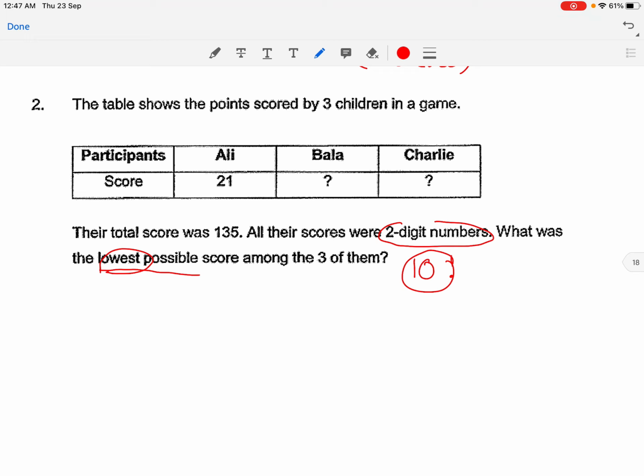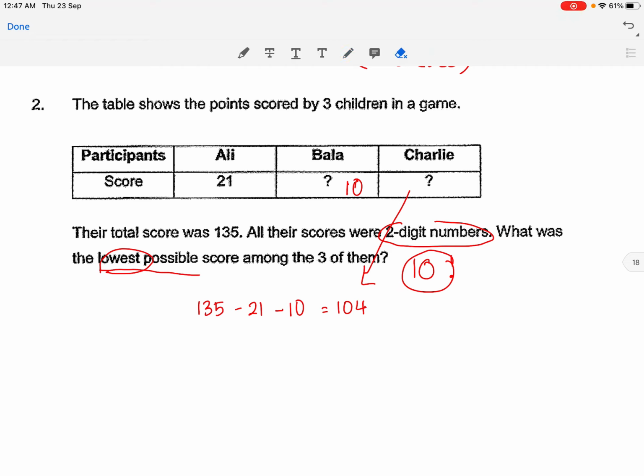Just want you to take note. If I put 10 here, does it make sense or not? Maybe you will have 135 minus Ali minus 10. So you use your calculator, 135 minus 21 minus 10. Is it possible that Charlie gets 104? It doesn't make sense, right? Because it says that it must be a two-digit number.